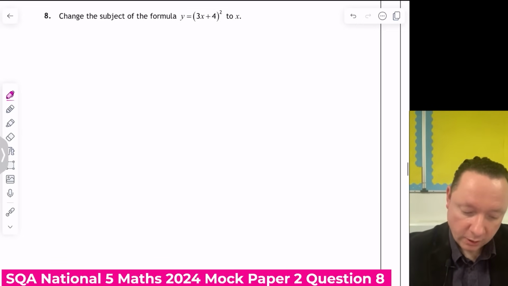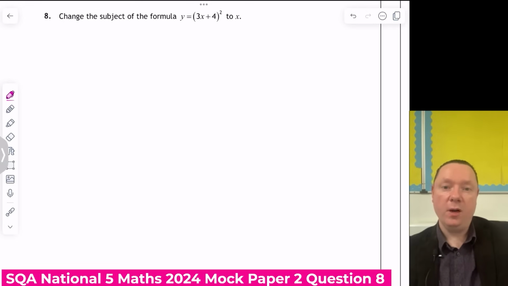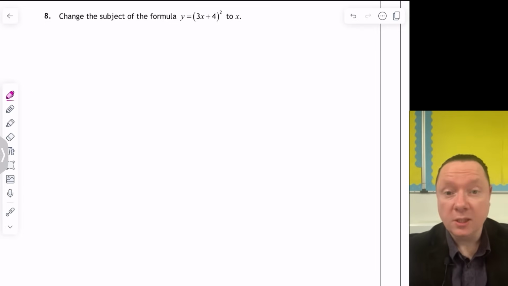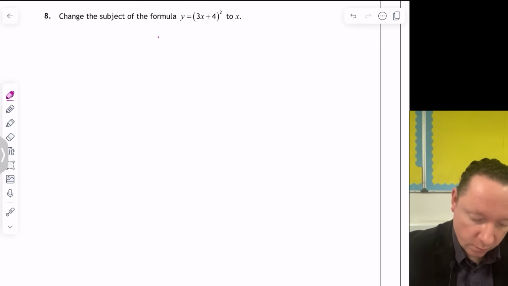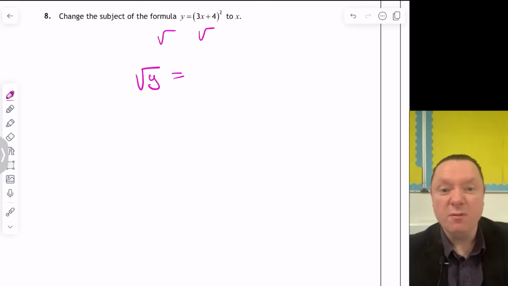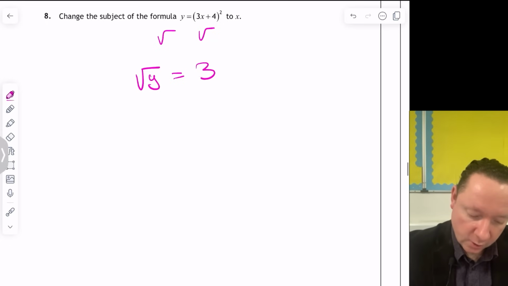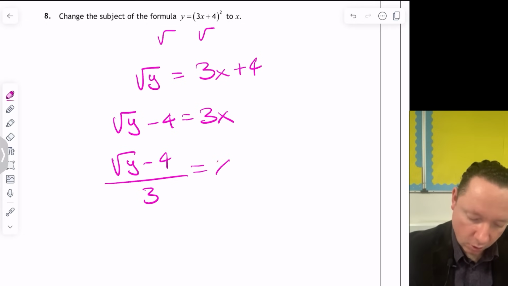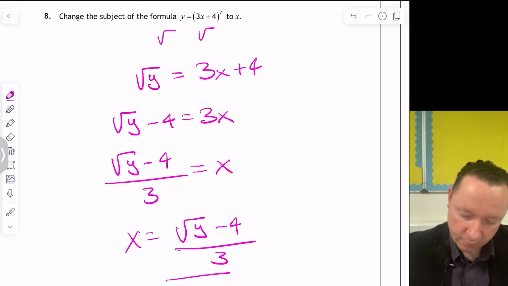Now, you've got y equals 3x plus 4 all squared. You might be tempted to multiply brackets out here, but that's not going to work because you're going to get x squared. In fact, what you need to do is the opposites. So opposite of square is square root, both sides. So I get square root of y equals the square root of something is just the something, so 3x plus 4. That's a little bit tricky, that. Now take away the 4 to get 3x. Now divide by 3. Or x equals root y minus 4 all over 3, and we're done there.